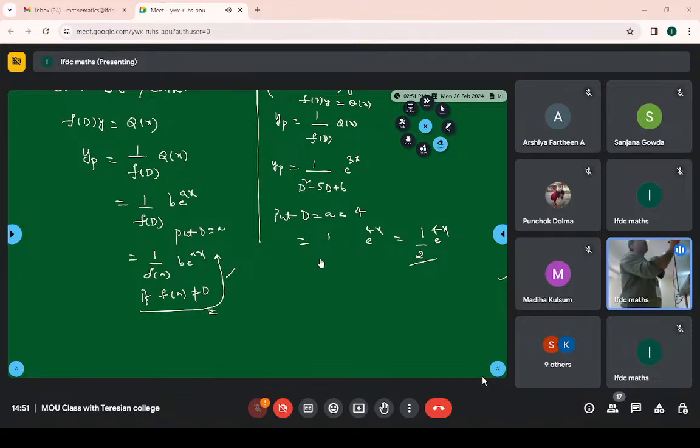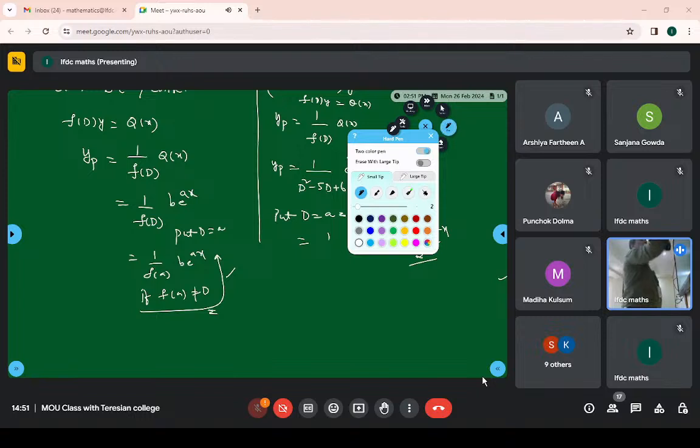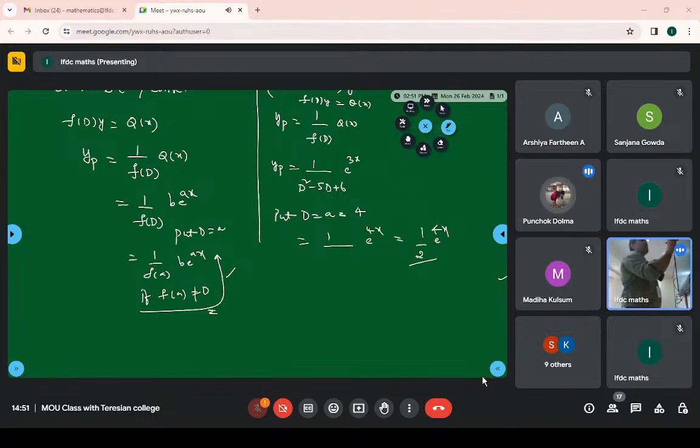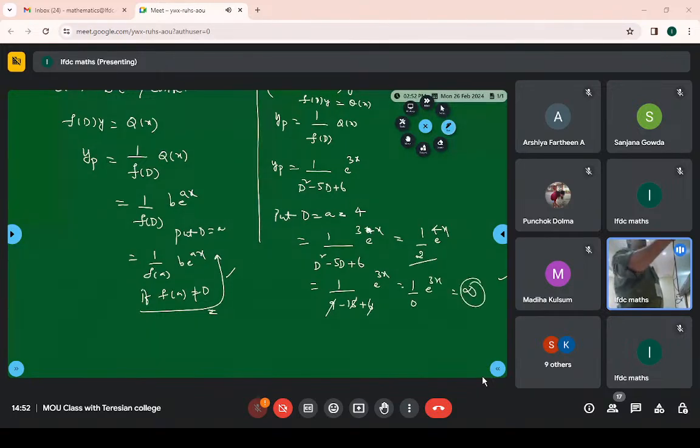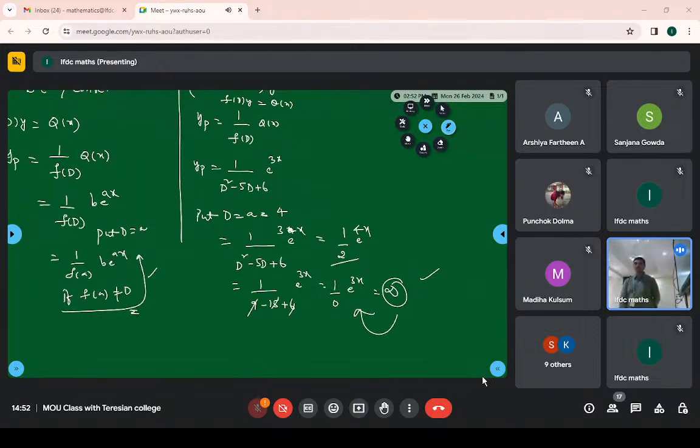Such cases, what to do? Is the question clear here? 1 by (D² − 5D + 6), and here in place of 4, I am taking 3. I need to substitute here: 1 by 3 squared, 9, minus 3 into 5, 15, plus 6, into e^(3x). So minus 15 plus 15 cancel. 1 by 0 into e^(3x), something by 0 is infinite. In such cases, what is the procedure to solve these problems?